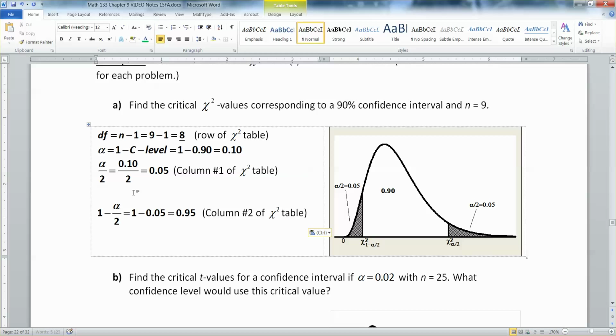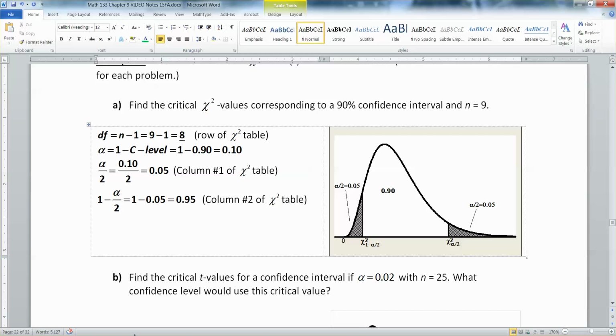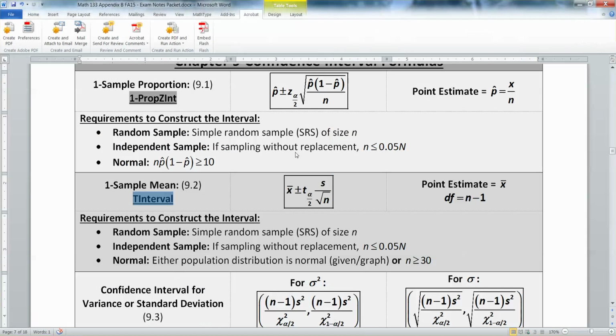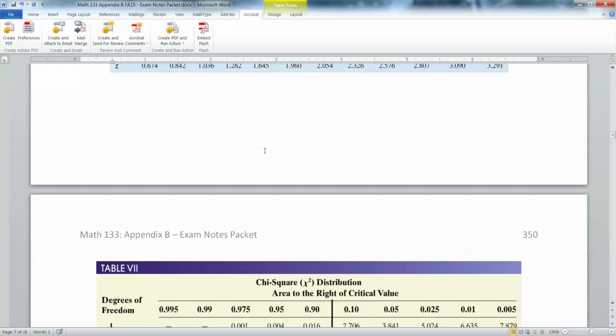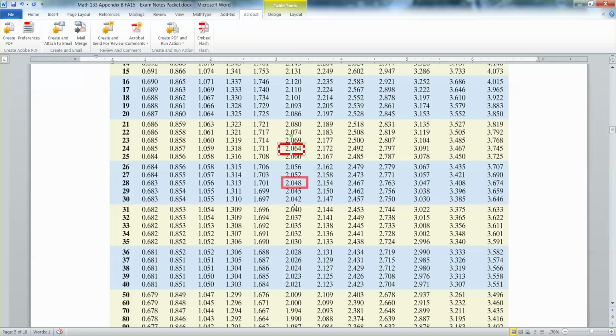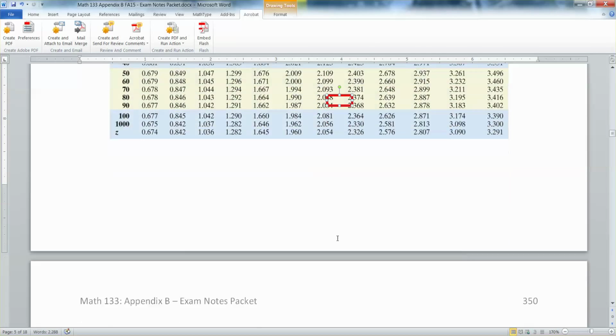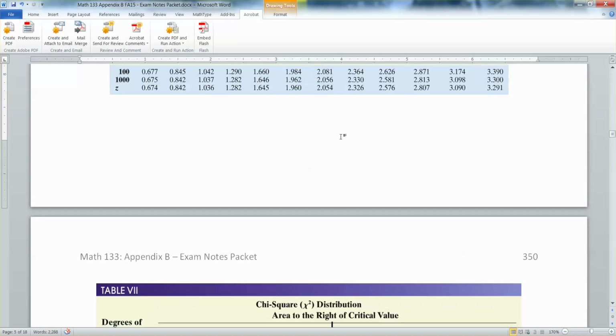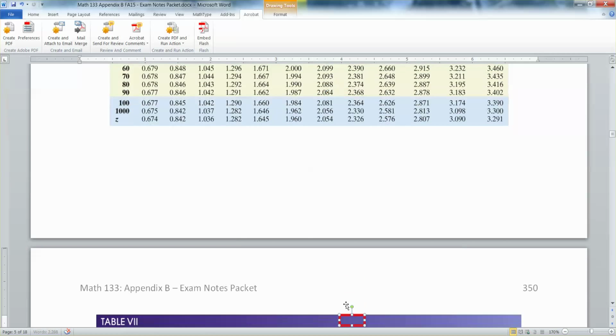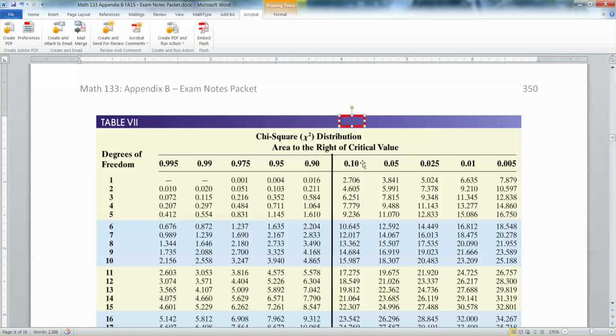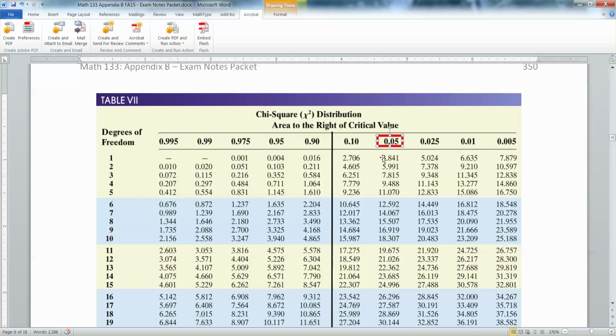Okay, so now I need to go get the table because that's my only option. So I'm going to go to Appendix B and find my chi-square table. There it is right there. I'm going to move this down here because I'm going to need it. All right, so let's see, chi-square table. We need 0.05 as one of our columns, and then we need degrees of freedom of 8. So right here is 15.507.